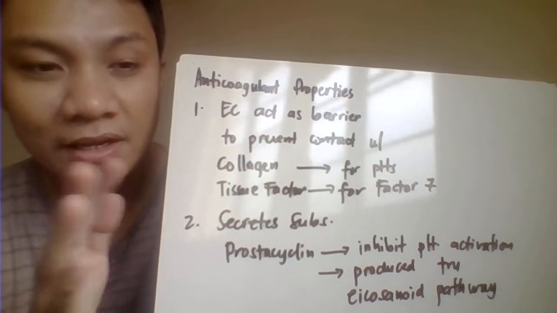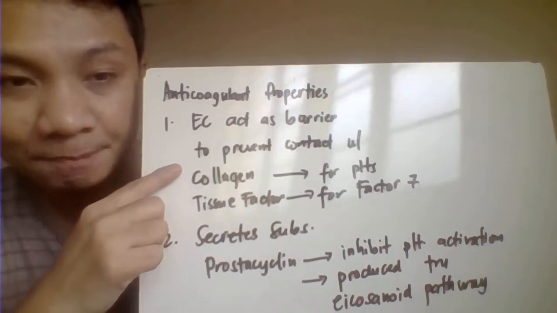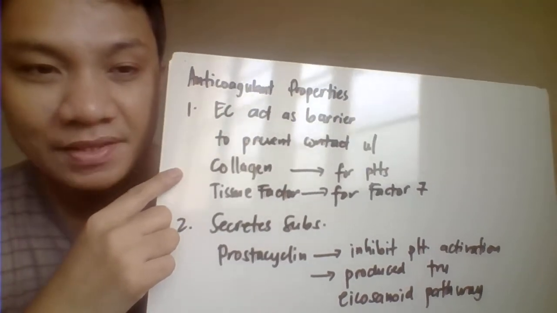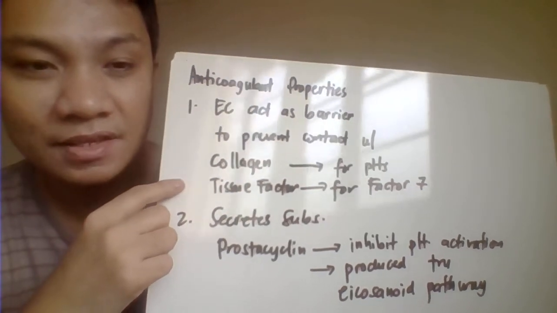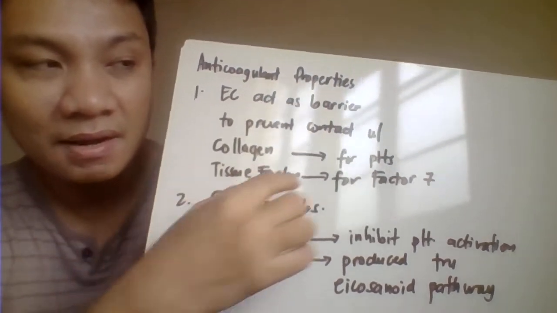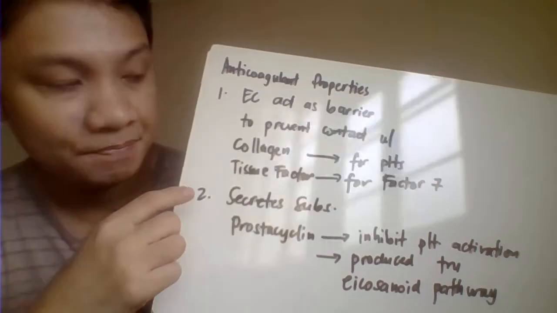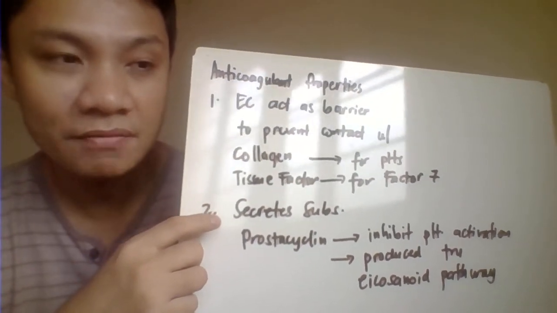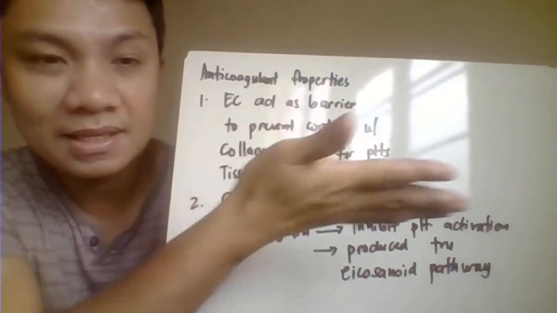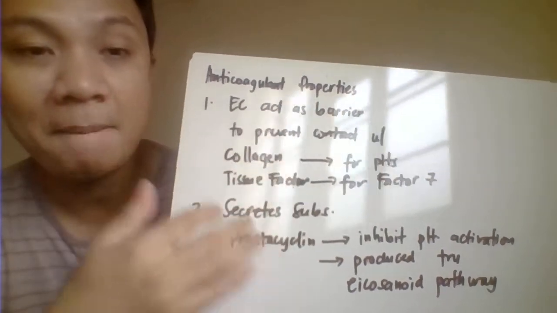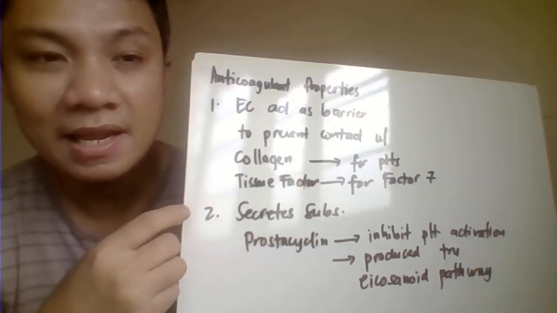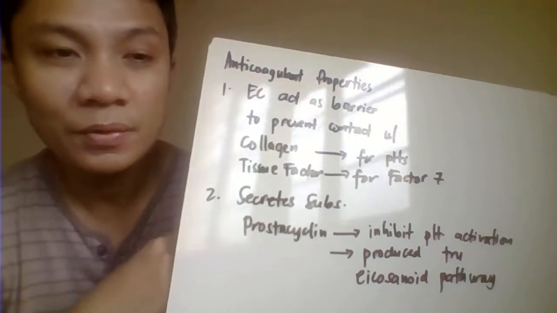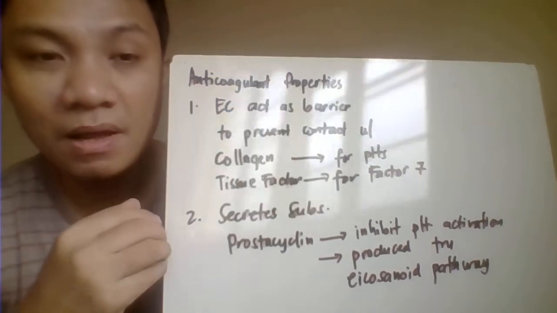Kasi pag nagkaroon ng tissue injury, ma-expose itong collagen. Remember that collagen found in your endothelial cells and your blood vessels is the binding site of your platelets. At the same time, it also contains the tissue factor na pwede mag-bind sa factor 7. So therefore, dapat hindi sila na-expose para hindi sila mag-bind. Pag hindi sila na-expose, hindi sila mag-bind, so the blood vessel is able to perform here anticoagulant properties.